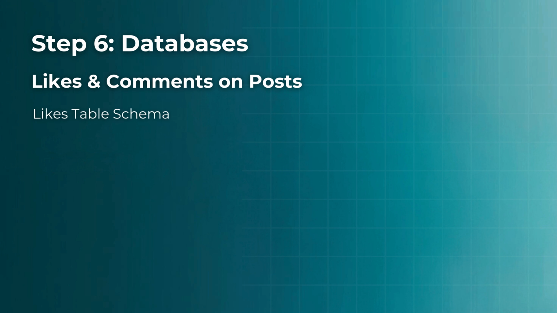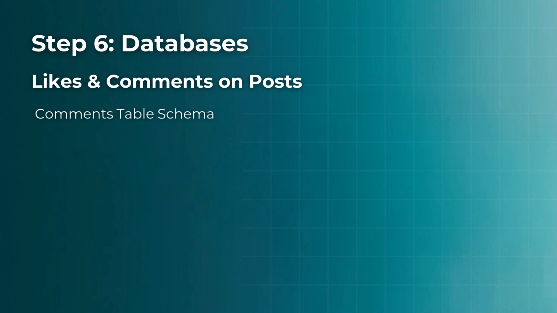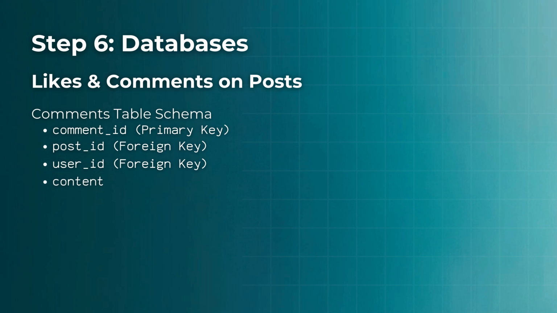First up, the likes table, a primary key to uniquely identify each like, a foreign key that links the like to the specific post. Another foreign key to track which user liked the post, and of course, created at timestamp to capture when the like happened. Next, we have the comments table, the primary key for each comment, linking the comment to its corresponding post, user ID, to track who left the comment, where the actual comment text is stored, and just like the likes, created at timestamp when the comment was made.